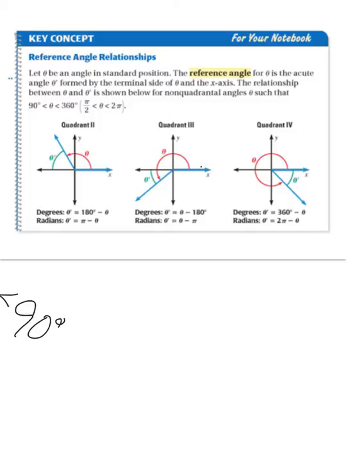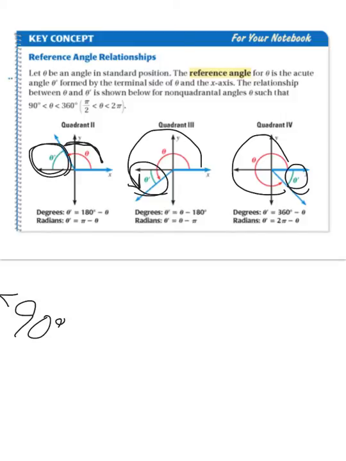Okay, so theta is more than 180. Theta prime is less than 90. Theta is more than 180. Theta prime is less than 90. This one right here is just more than 90, so that is going to be less than 90. So we're just going to look for the reference angle that is less than 90 degrees.